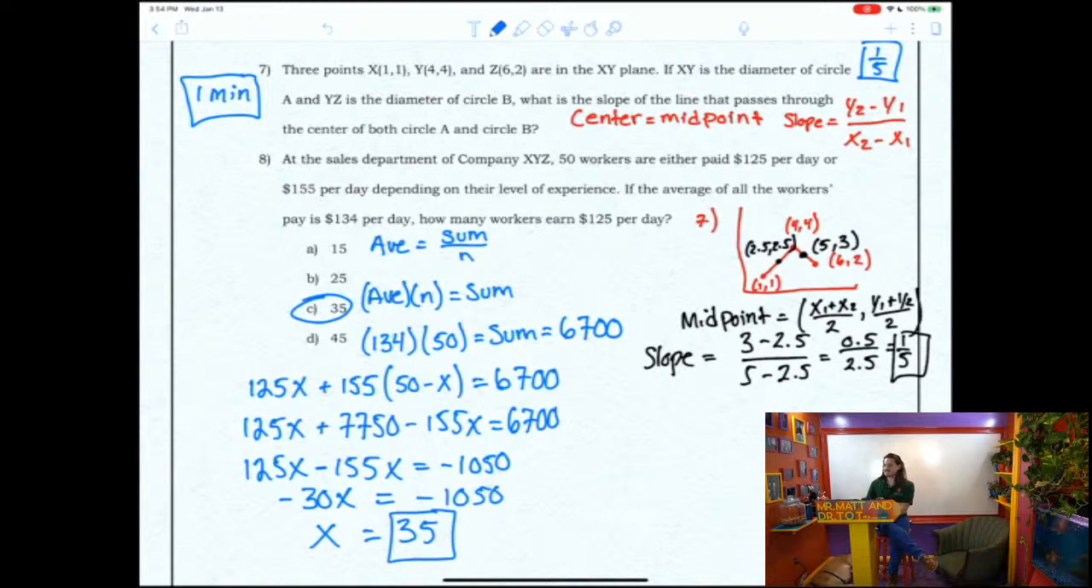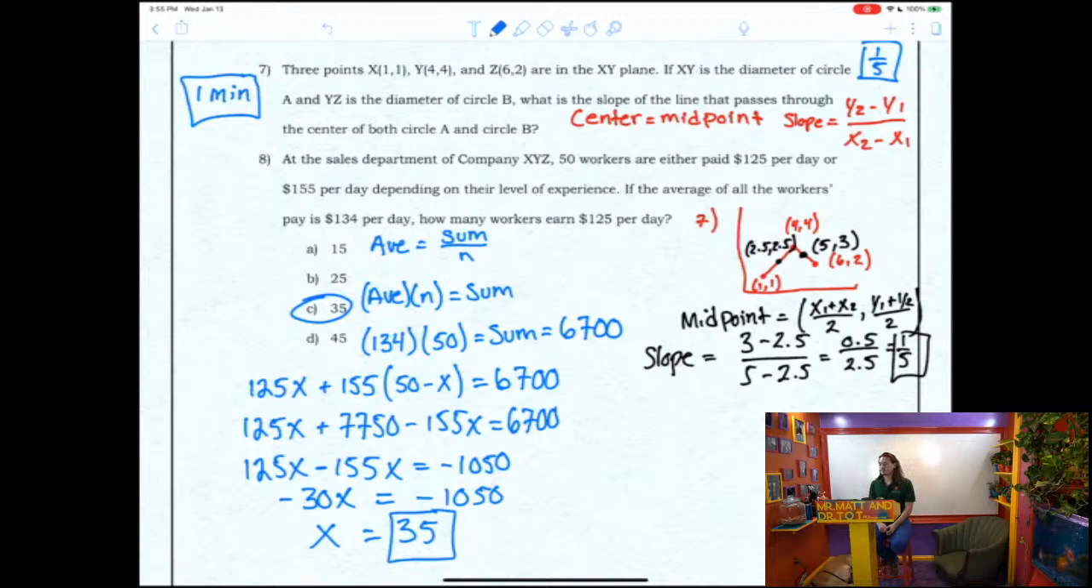Okay, so if we look at 7 and 8, I drew a rough sketch here, not really paying attention to be exact with the points, but just to get an overview of what these different line segments look like. So if we have these 3 points, 1, 1, 4, 4, and 6, 2, these represent the diameters of these 2 circles. So I just plotted them out, and ultimately we're looking for the slope of the line that goes through the center of the 2 circles. So the first thing is that we need to find the center. The center of the diameter is going to be the midpoint between the 2 ends.